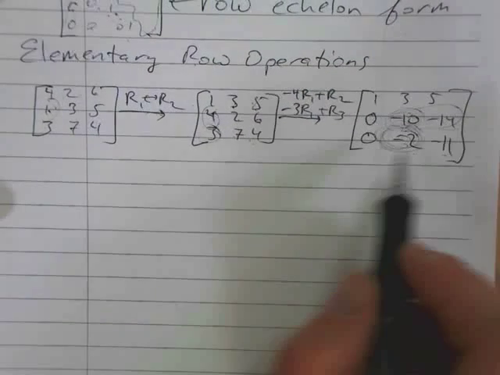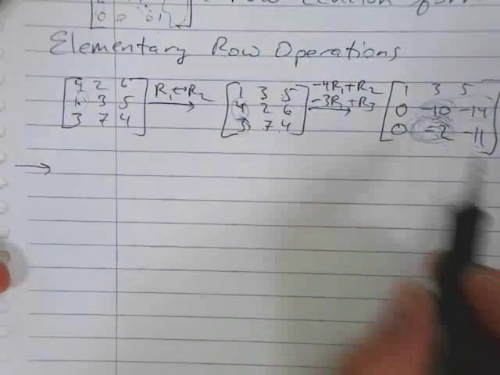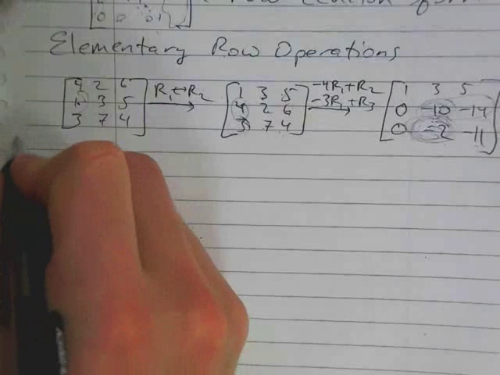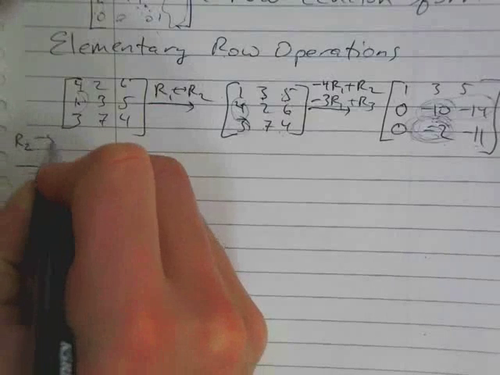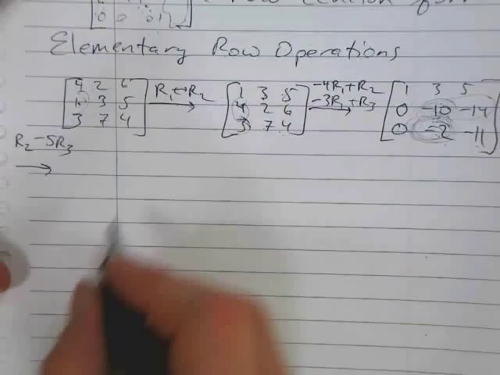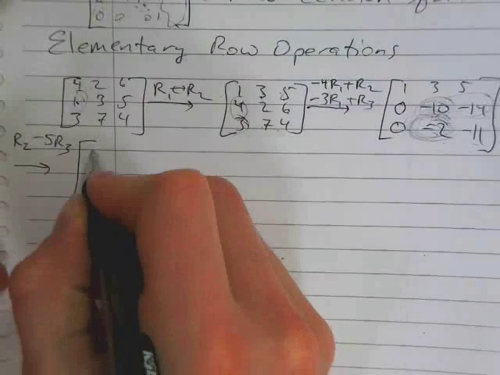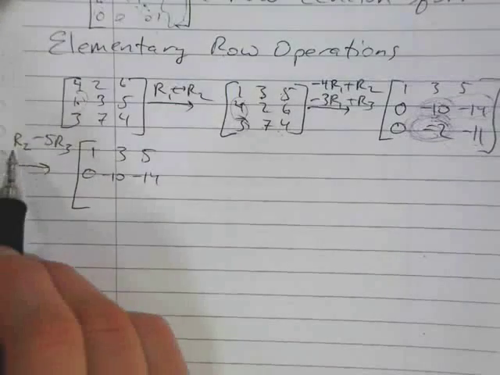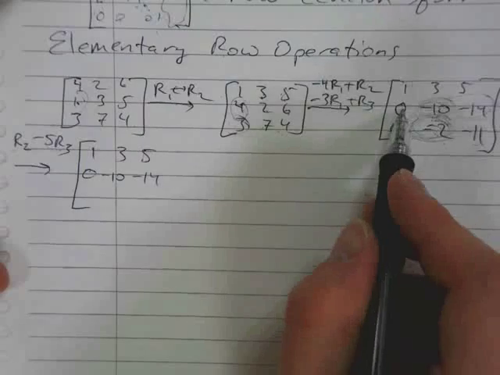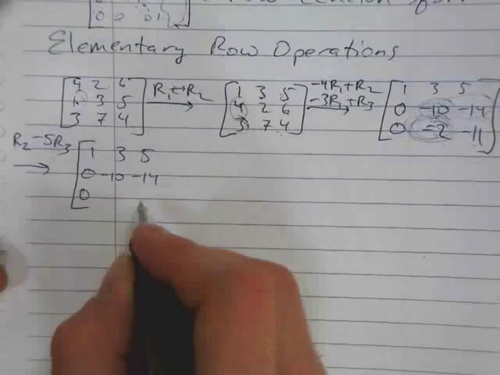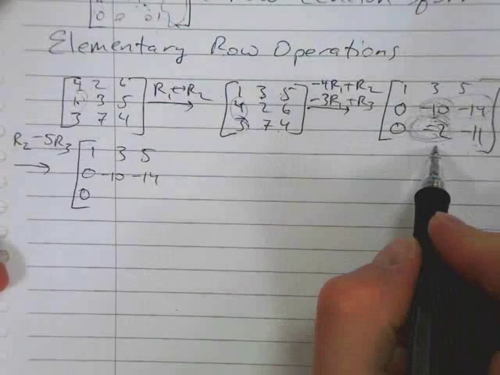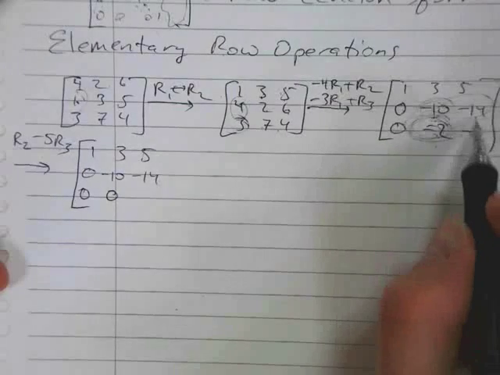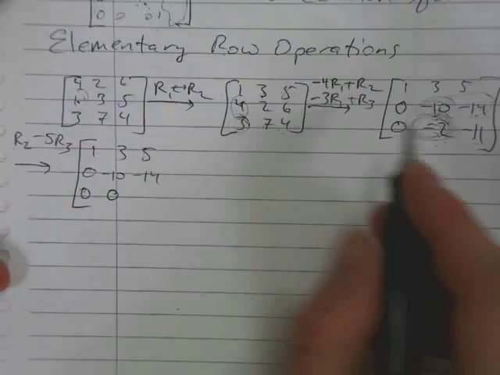All right. So what I'm going to do, I want to eliminate that negative 2, and to do that, I can take row 2 minus 5 times row 3. So row 1 remains the same. Row 2 remains the same, but then we replace row 3 with the result of this. Well, 0 minus 5 times 0 is still 0. Negative 10 minus 5 times negative 2 is negative 10 plus 10, which is 0. That's good. And then we have negative 14 plus 55, which gives us 41.